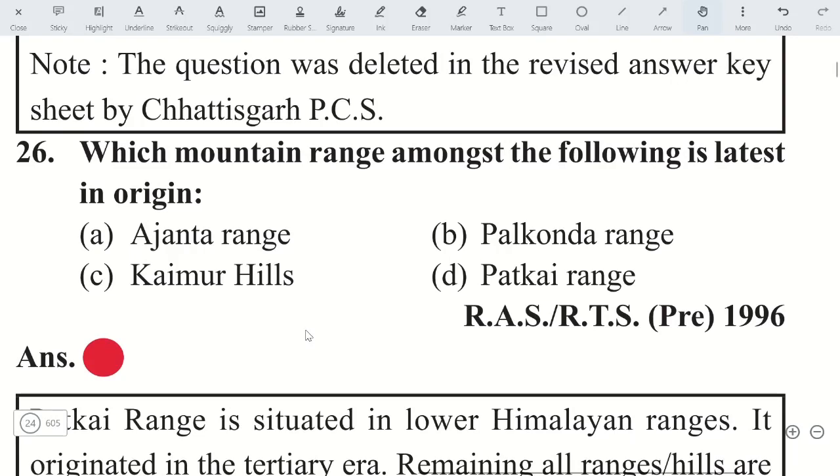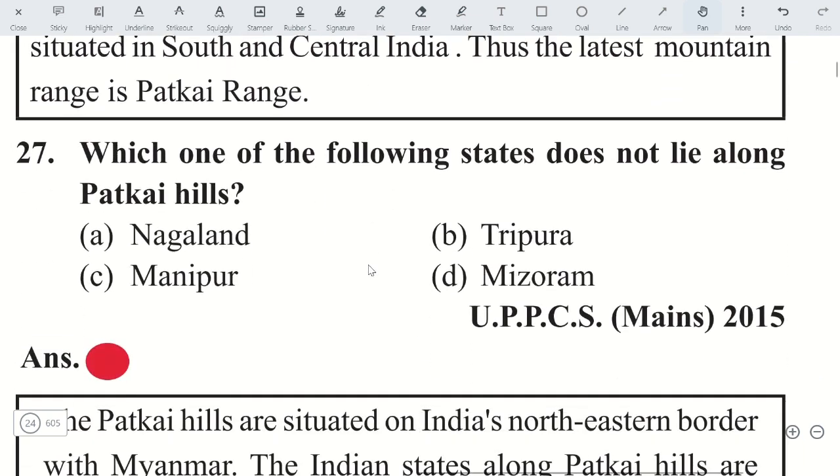Which mountain range amongst the following is latest in origin? Actually, it is the Patkai range. It comes under the Himalayan range, so it is the latest one. Palkonda, Ajanta range, Kaimur range: these are part of peninsular India. Let's move on to the next question.